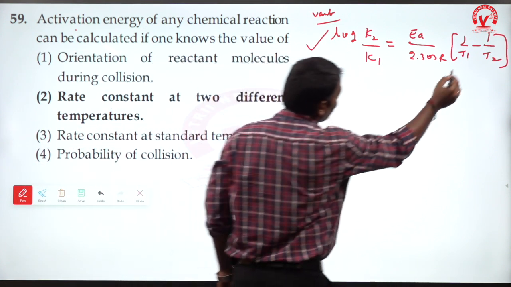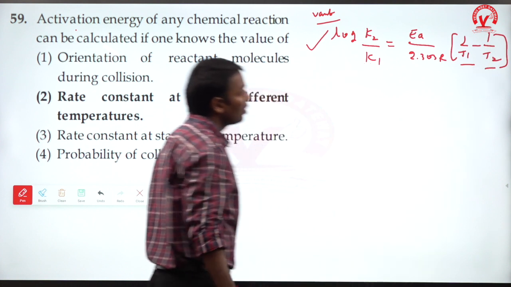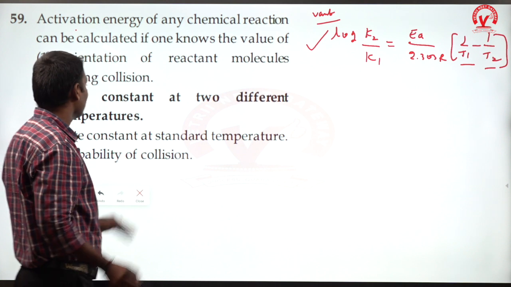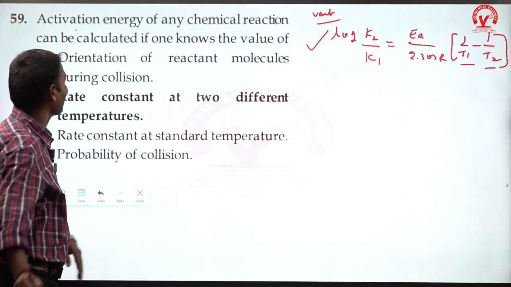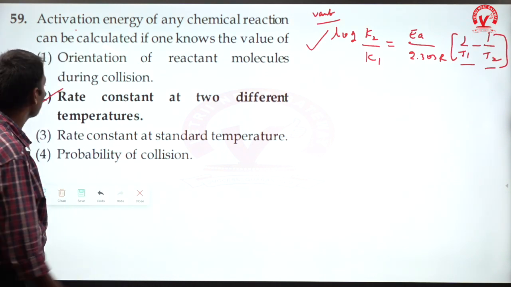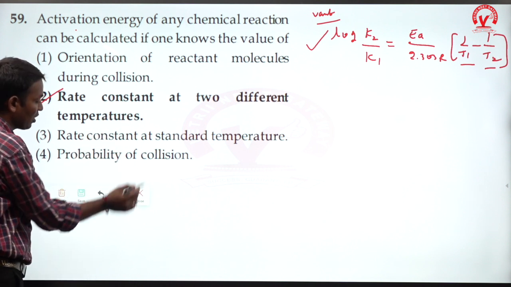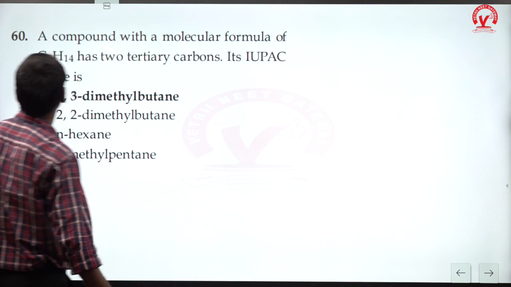Rate constant at two different temperatures, that is T1, T2, at two different temperatures we can calculate activation energy. That is option 2, the correct answer. Rate constant at two different temperatures is the correct answer. Then move on to the next question.